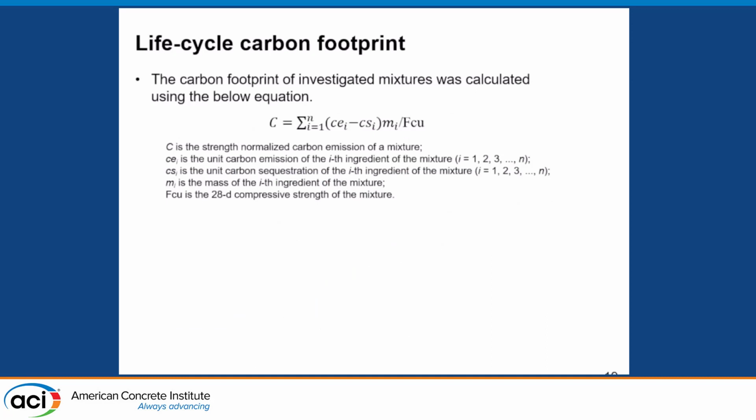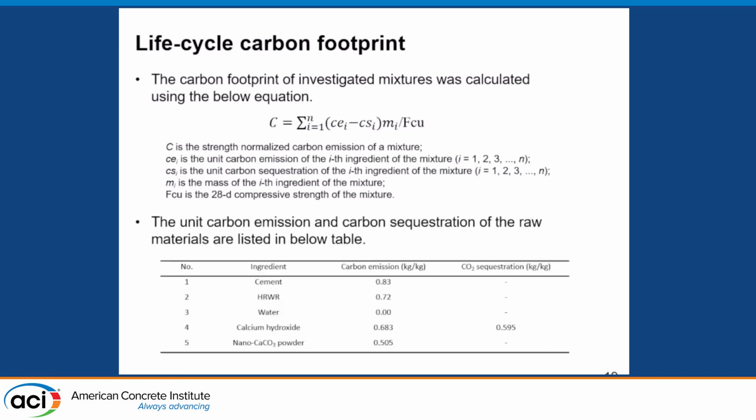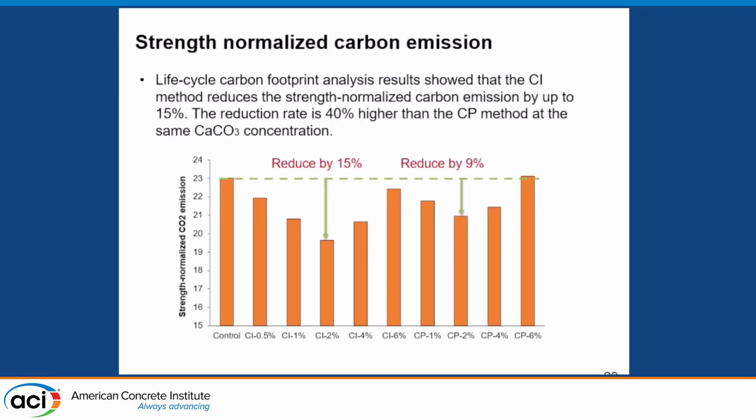We also evaluated the life cycle carbon footprint, and some of you may consider that calcium hydroxide is actually not very low carbon. So we considered that: calcium hydroxide also absorbs CO2, so we have to consider the CO2 sequestration of the calcium hydroxide. This is the data we used for the evaluation of the carbon footprint. The result shows that the Ci methods reduce the strength-normalized carbon emission by up to 15%, a reduction rate 40% higher than the Cp methods at the same calcium carbonate concentration of 2%.